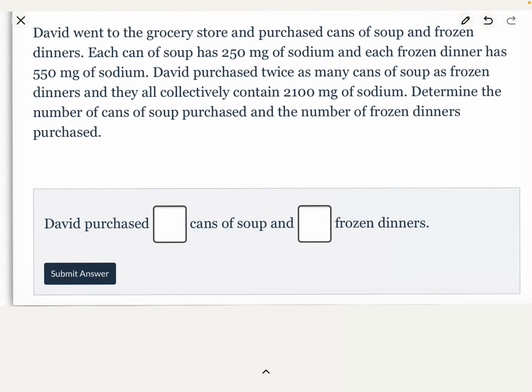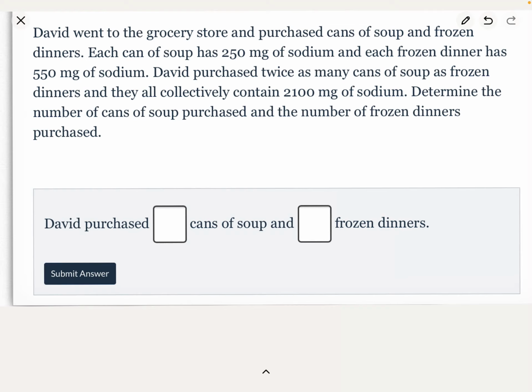It says, David went to the grocery store and purchased cans of soup and frozen dinners. Each can of soup has 250 milligrams of sodium, and each frozen dinner has 550 milligrams of sodium. David purchased twice as many cans of soup as frozen dinners, and they all collectively contain 2,100 milligrams of sodium. Determine the number of cans of soup purchased and the number of frozen dinners purchased.